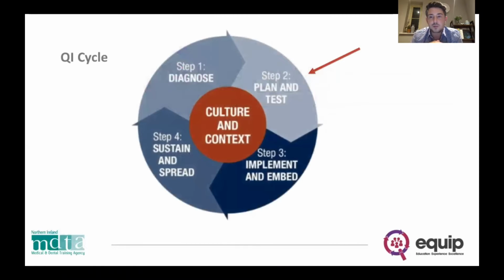So if I take you back to the QI cycle, by now hopefully you've chosen a project and diagnosed the problem area which you wish to improve. We then move on to planning the project and implementing certain aspects and ideas and testing whether they work or not. And it's the testing whether they work or not that is where the measures, what we measure and how we measure it, is the important aspect here.